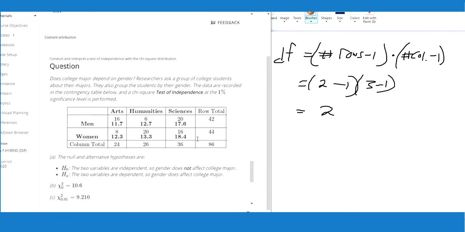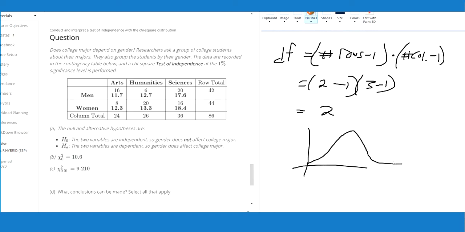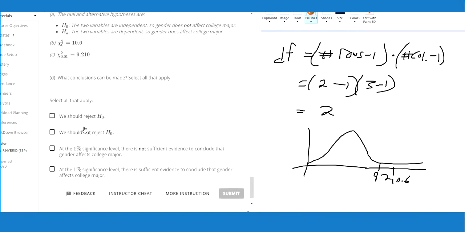And just like with all the other tests, you want to compare your test statistic to the critical value. Our test statistic surpasses the critical value, okay? Here's roughly a chi-square distribution. Our critical value is 9.2. Our test statistic is somewhere over here at 10.6. So that means we should reject H0. We're in the rejection region. At the 1% significance level, when you reject H0, that means you found significant evidence the two affect each other somehow. They're dependent on each other.